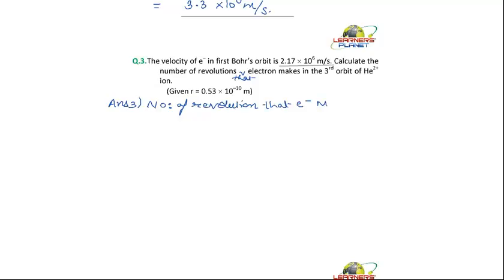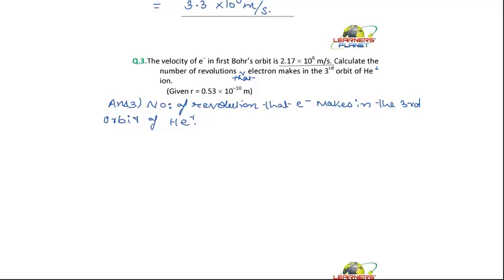that electron makes in the third orbit of helium ion, He+. If it's He2+, there won't be any electron. So, of helium ion.